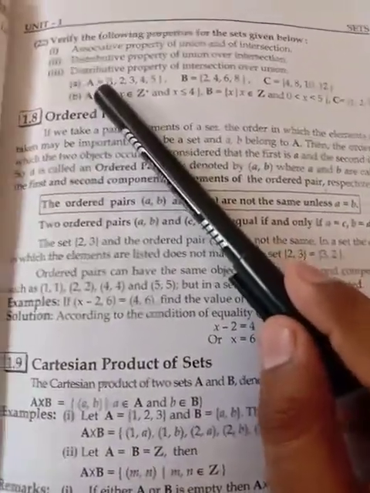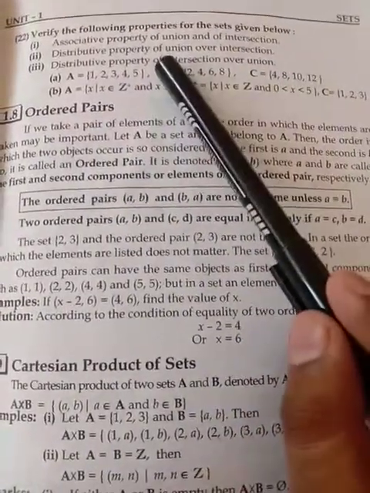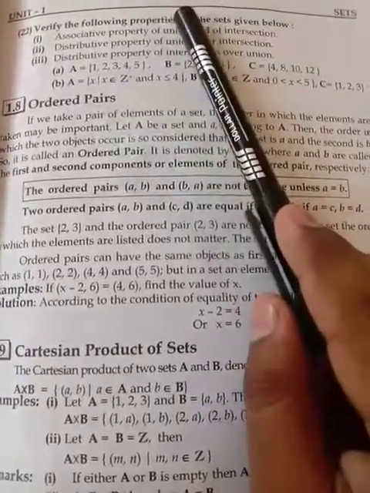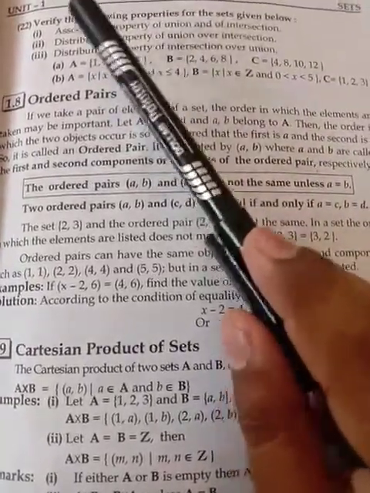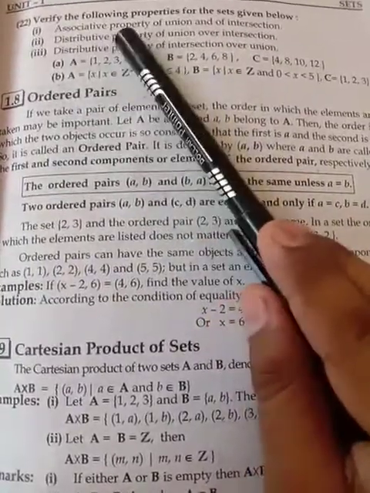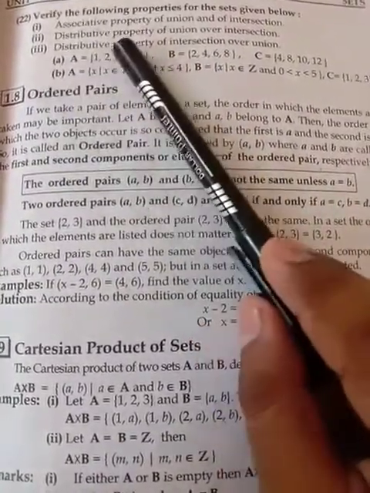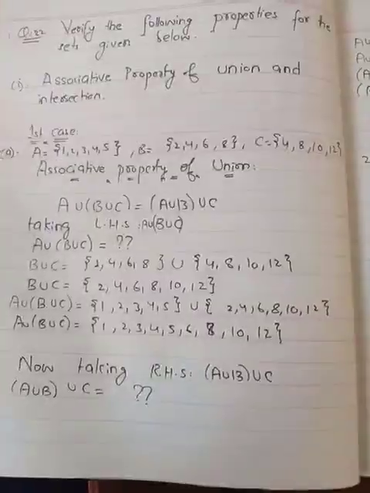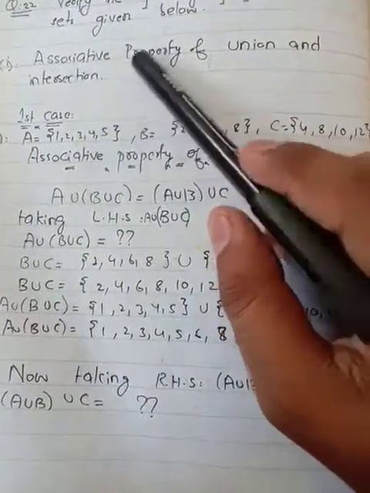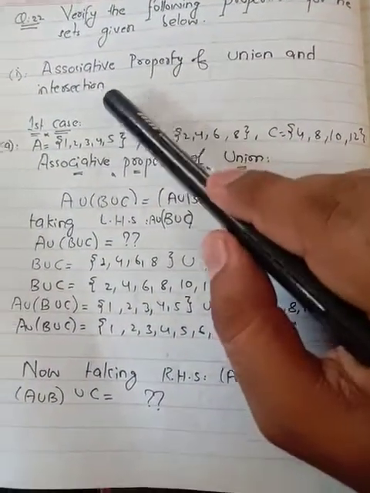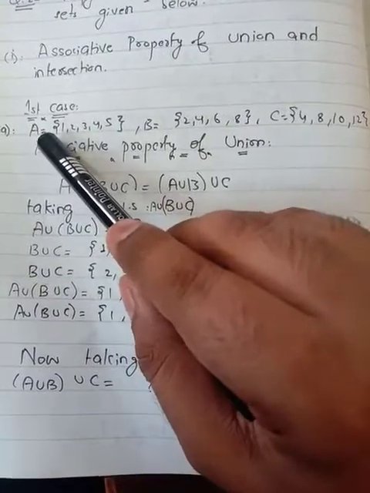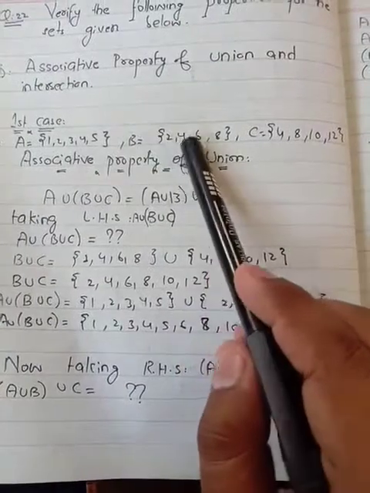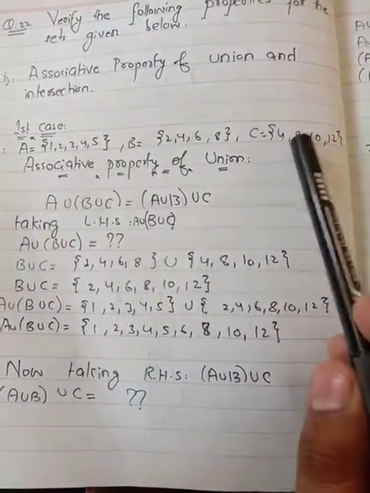The sets given here are different for A and the sets given here are different for B. So we will find the first case in both sets, the sets given in A and the sets given in B. So let us move towards our first case in A part. The first question is the associative property of union and intersection, and the first case for A has the sets A: 1, 2, 3, 4, 5. Set B is 2, 4, 6, 8. Set C is 4, 8, 10, 12.